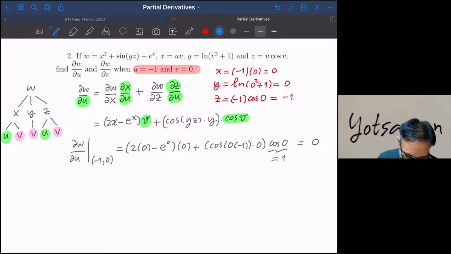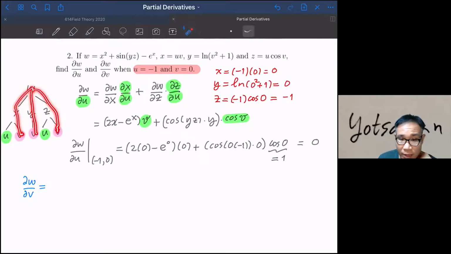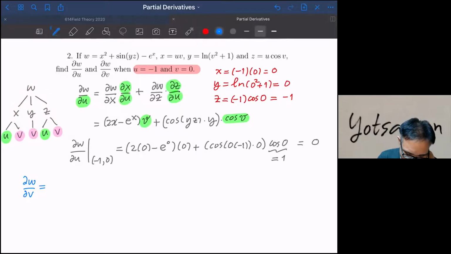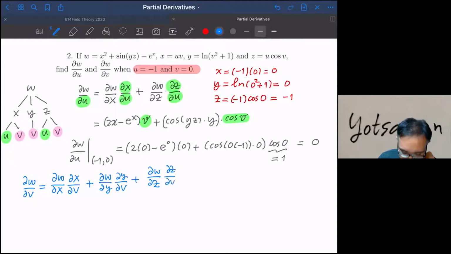The second one is dw dv. For dw dv, you have dw dx, dx dv, so it's going to be 3 legs in this case. So you have dw dx, dx dv plus dw dy, dy dv plus dw dz, dz dv. So you have 3 of the pink color.